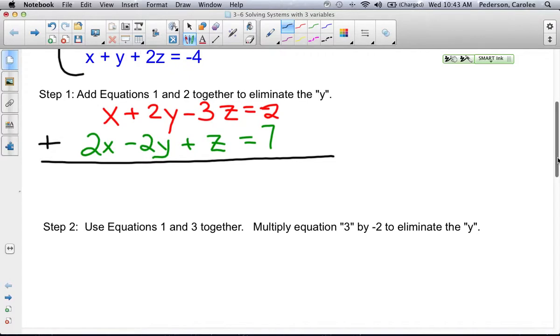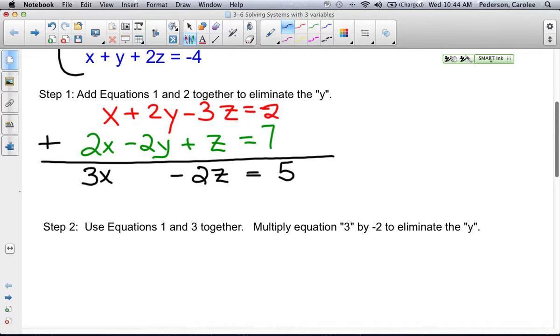So when we add the x and the 2x, we get 3x. And then when we add 2y and -2y, that becomes 0. And then -3z plus z becomes -2z. Then on the right, we have -2 plus 7 is 5. Now we're going to go back to this black equation a little bit, so just kind of hold off on it for now. Okay, now let's move on to step 2.